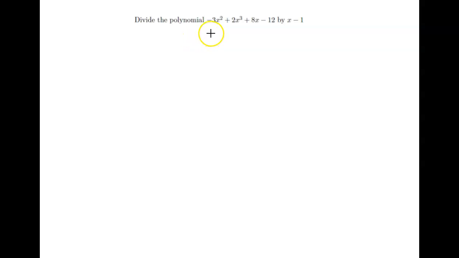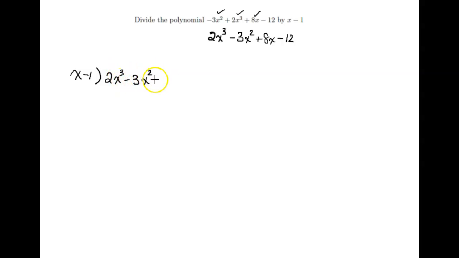So this is my highest exponent, so this will actually be 2x^3. My next highest exponent is this, minus 3x squared. This is my next, plus 8x. And finally, minus 12. So this is the polynomial written in proper descending order. And only after we have done this can we actually do the division. So we are going to do x minus 1 divided into this version here: 2x to the power of 3 minus 3x squared plus 8x minus 12.